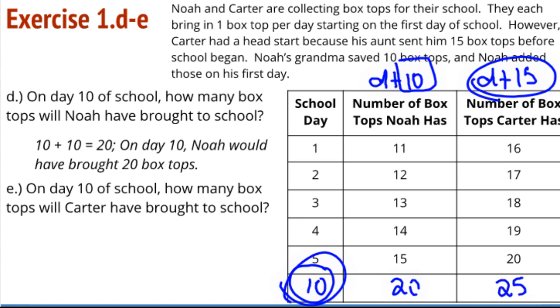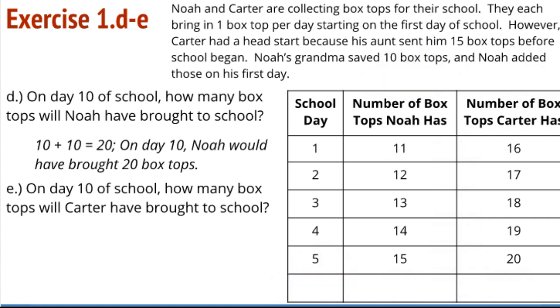Now, interestingly, because, love the patterns here, Carter has always brought 5 more. Now, you should be able to explain why Carter's number is always 5 greater. And hopefully your brain screams at you because he had a 5 box top head start, and they have brought the same amount every day.